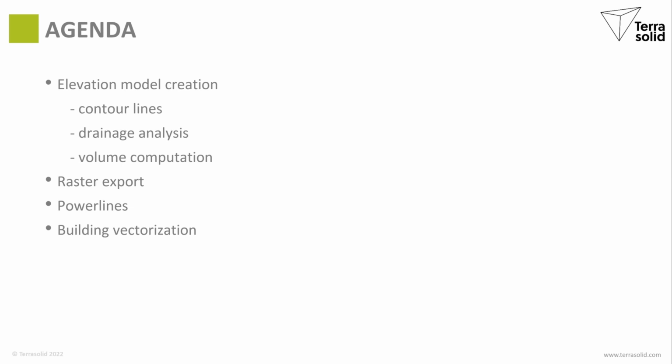Alternatively, raster can be exported as an elevation representation, and my last examples will be related with vectorization, so powerlines vectorization and building vectorization.